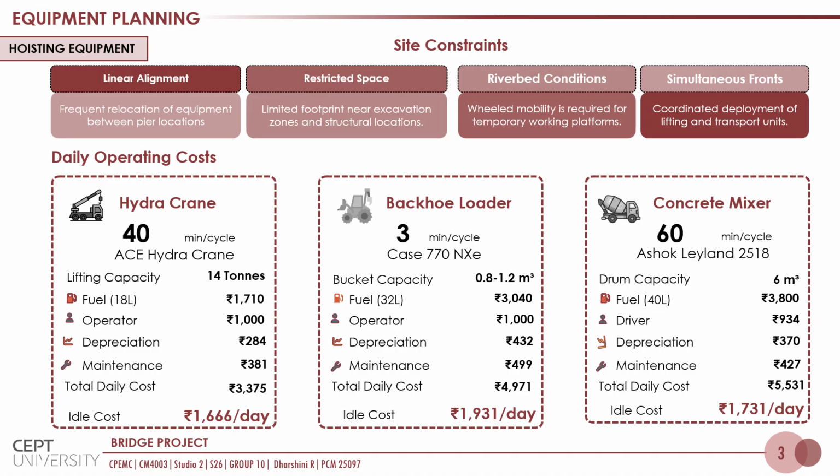The slide also shows the operational cycle time and daily operating cost of major equipment such as hydra crane, backhoe loader, and concrete mixer. Additionally, idle costs were analyzed because bridge projects often experience delays due to weather, sequencing dependency, and inspection approvals. This helped in deciding whether equipment should be owned or hired.